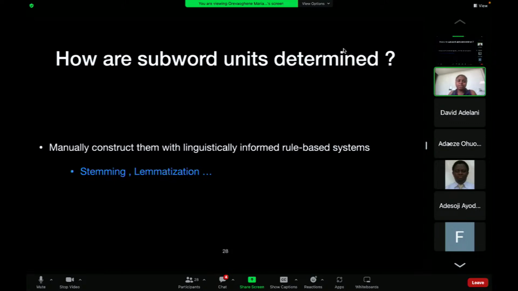So how are subword units determined? There are different ways. You could decide that, oh, I have these rules. When I see cats with an S, I split it into cat and S.